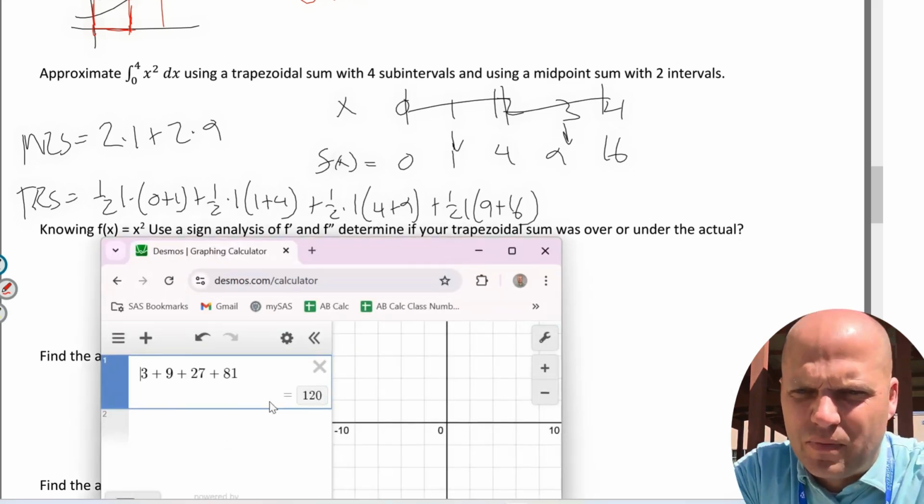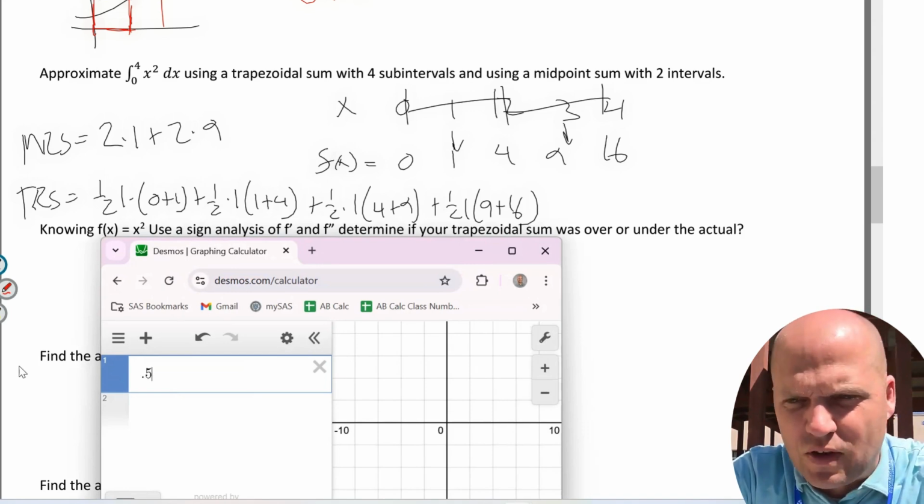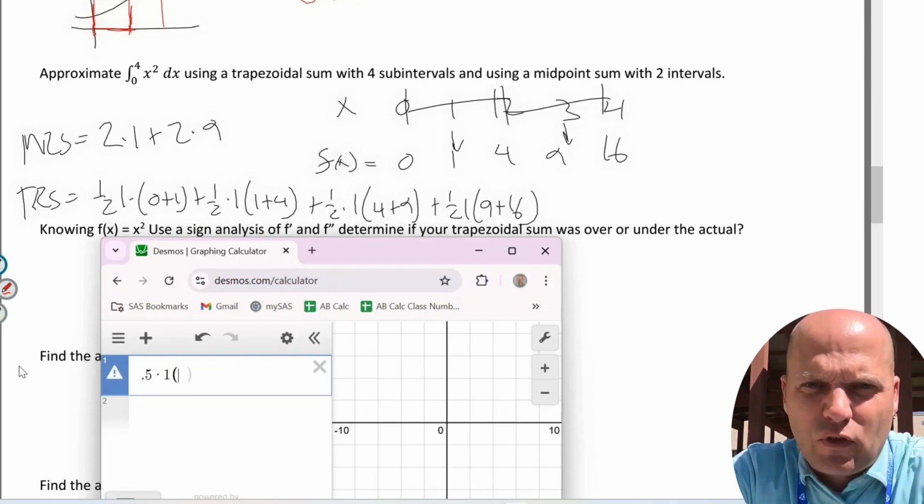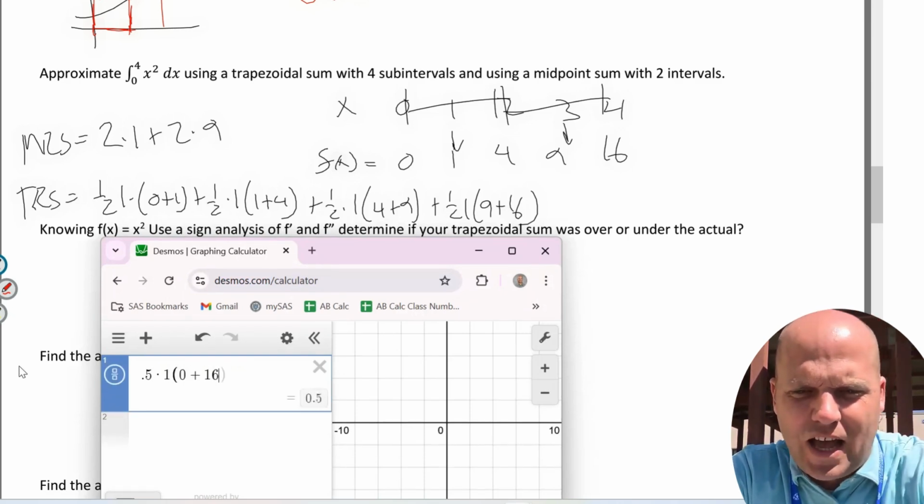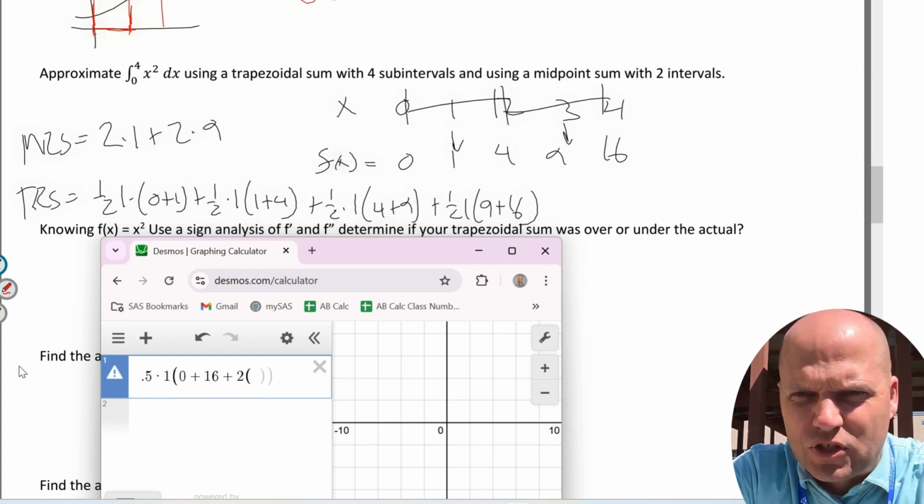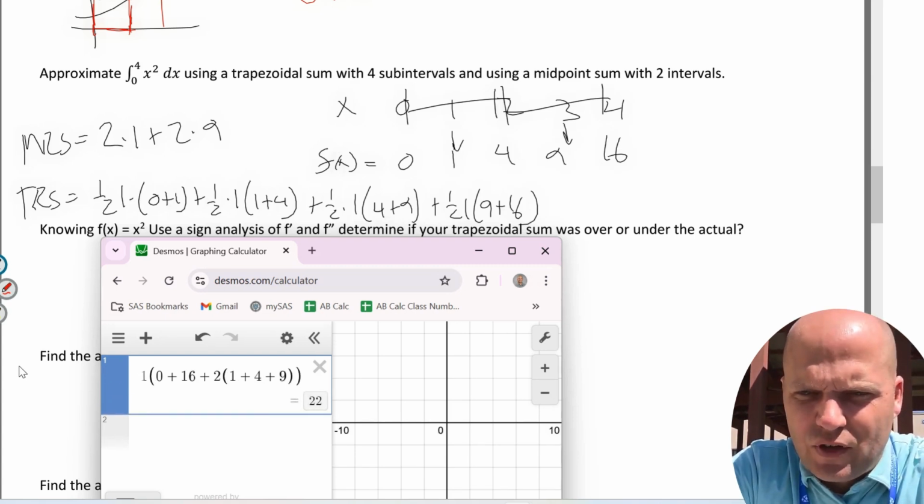There's a little secret to trapezoidal Riemann sum. If you have a consistent base, you have 1 half your consistent base. You have your first plus your last that occur once, and then you have the numbers in the middle occurring twice. If you don't understand that, don't worry.